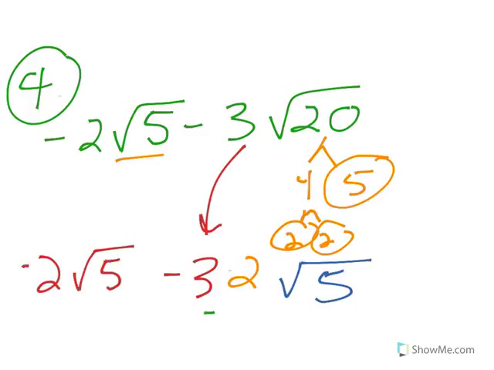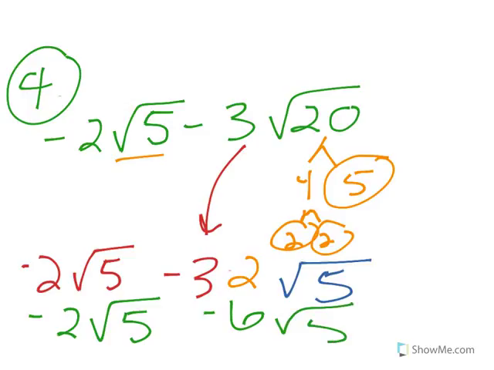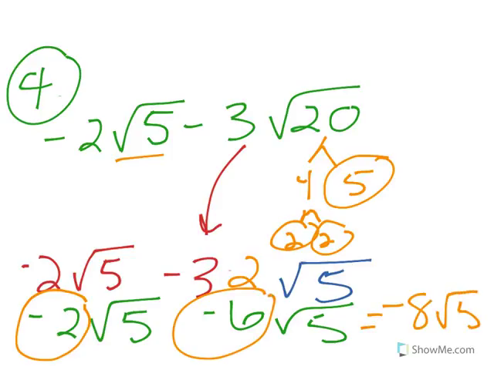Then you have negative 6 because you're going to multiply on the outside. So you have negative 2 square roots of 5, and then you're going to do negative 2 minus 6, and that's going to give you negative 8 square roots of 5.